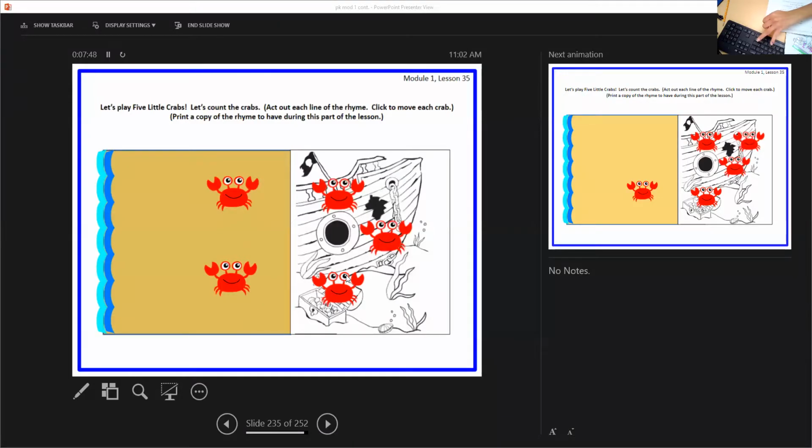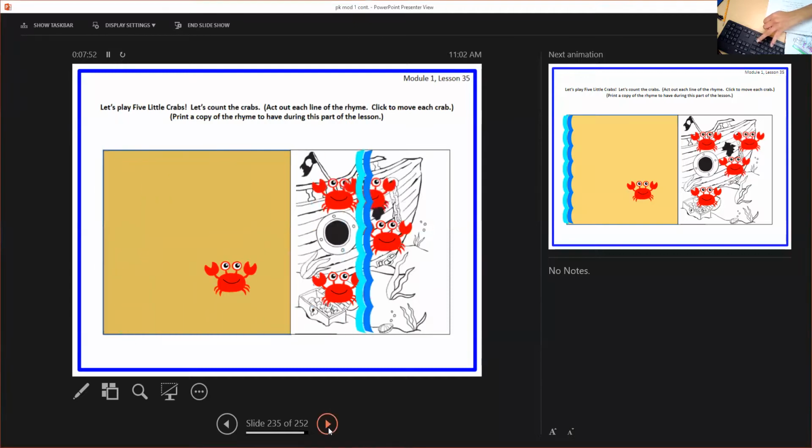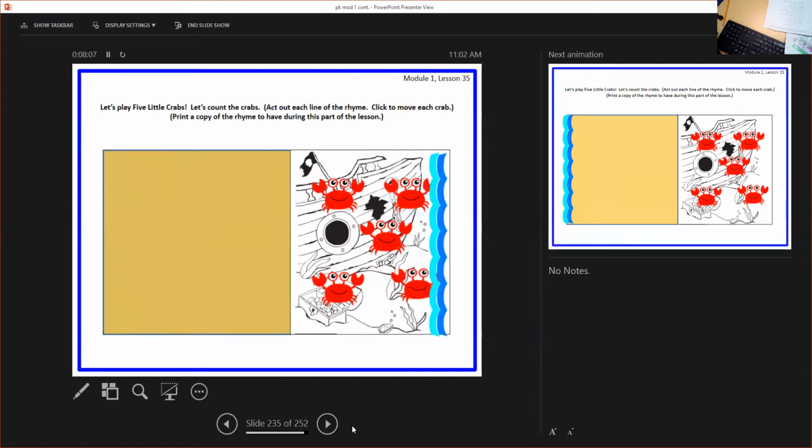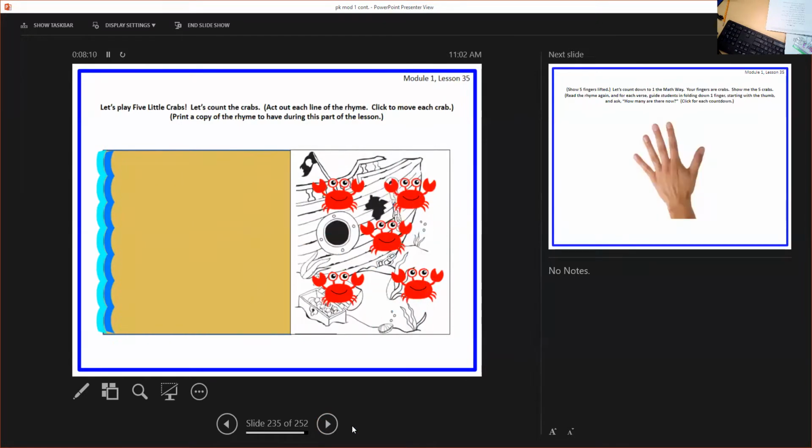2 little crabs having lots of fun. Swish went the waves. And then there was, how many are left? Just 1. So you should just be showing your pinky. 1 little crab looking all alone. Swish went the waves and carried him home.